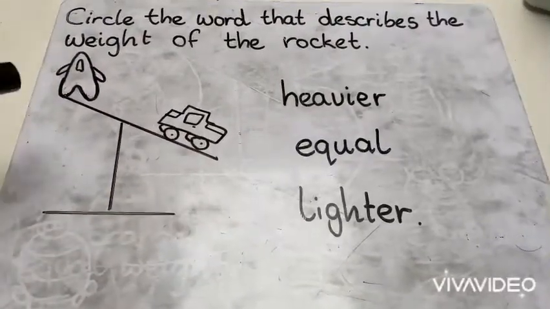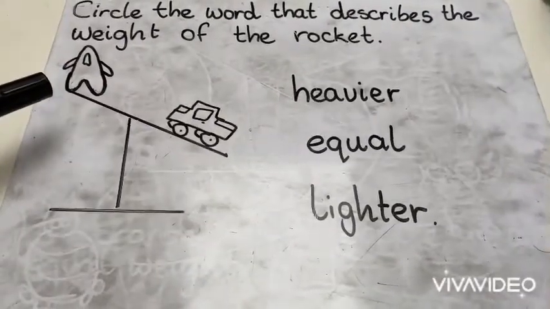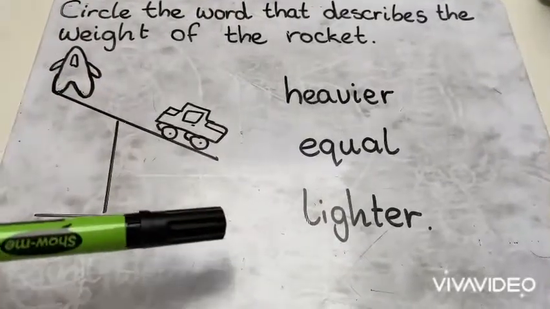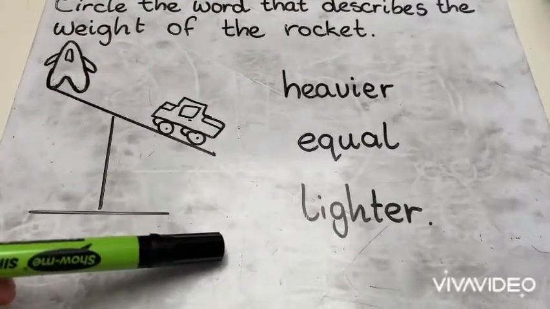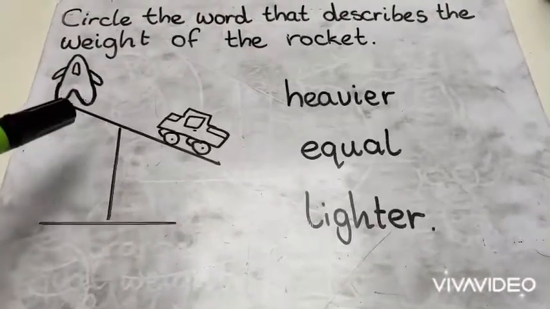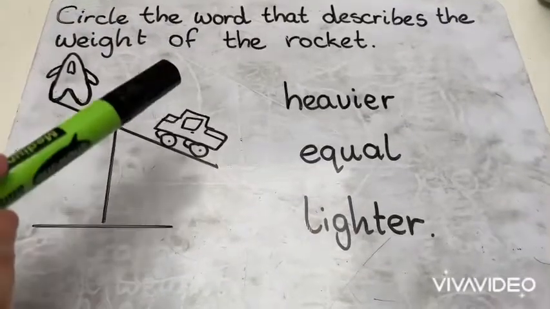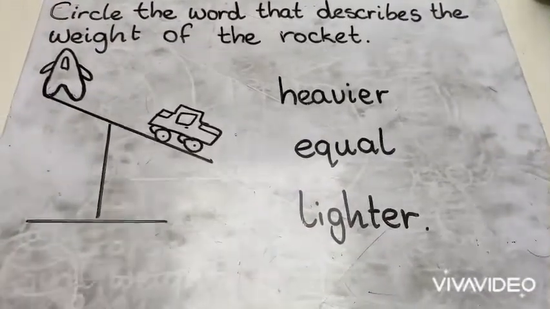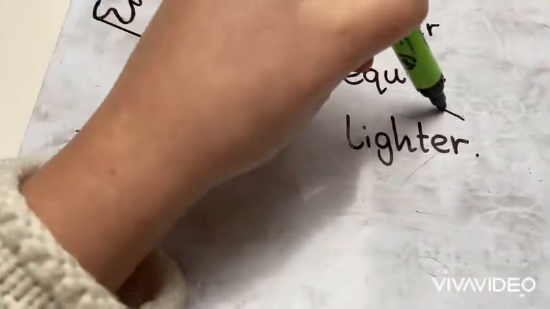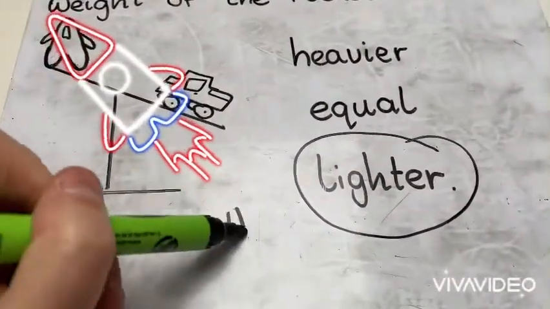Let's check. So, whatever I have on my seesaw, if it is heavy, it will be closer to the ground. So my rocket is up near the sky. It's ready to take off. So that means that my rocket is lighter than the car. Let's circle this. Well done.